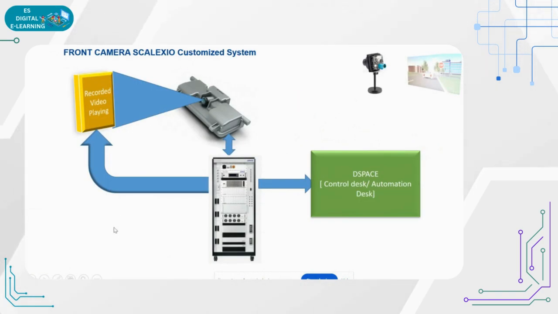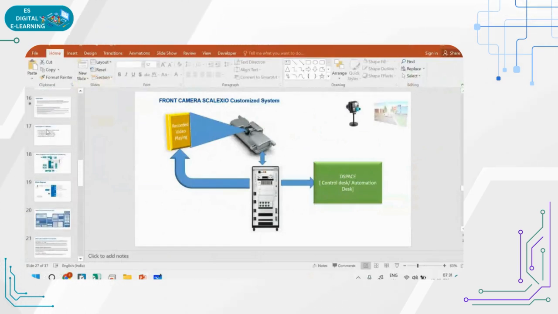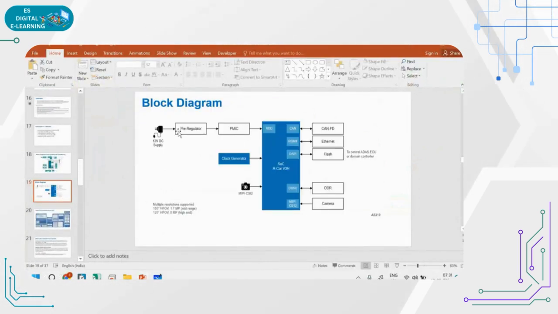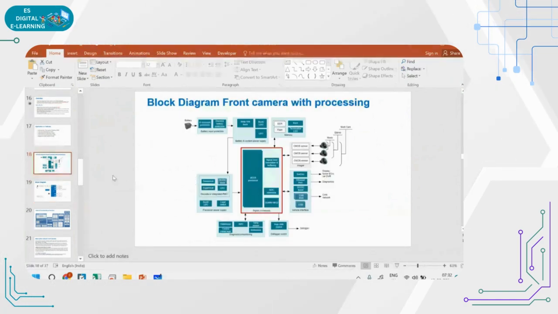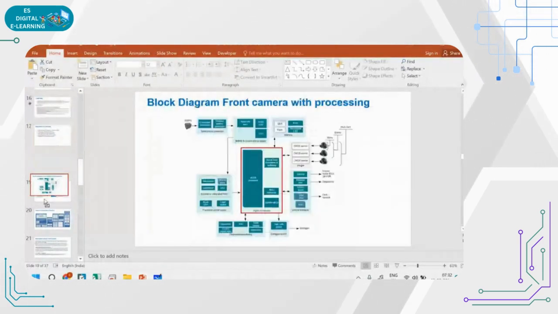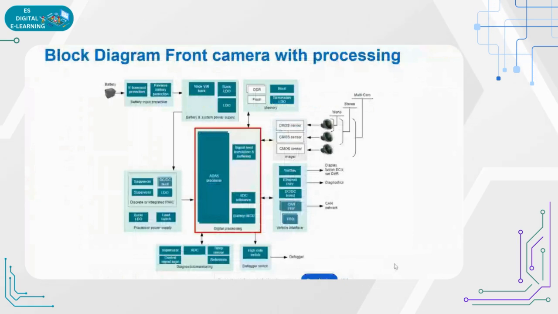So let's discuss some more points. This is about how we are supplying 12 volts to the controller, which has the camera. The data will be analog, it will be captured and processed, and then the output will take place. How this processing happens is shown in this schematic diagram.